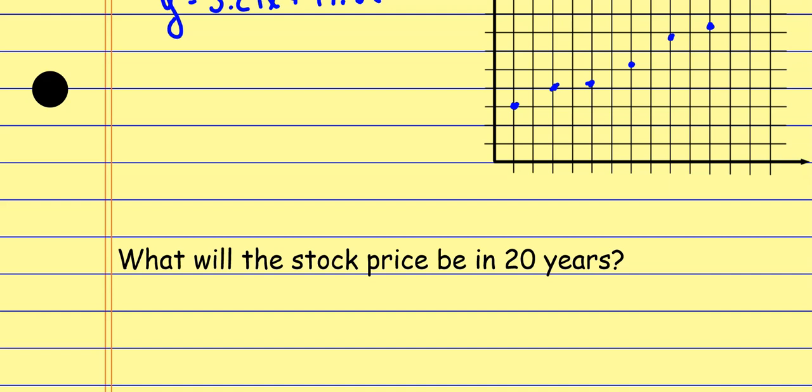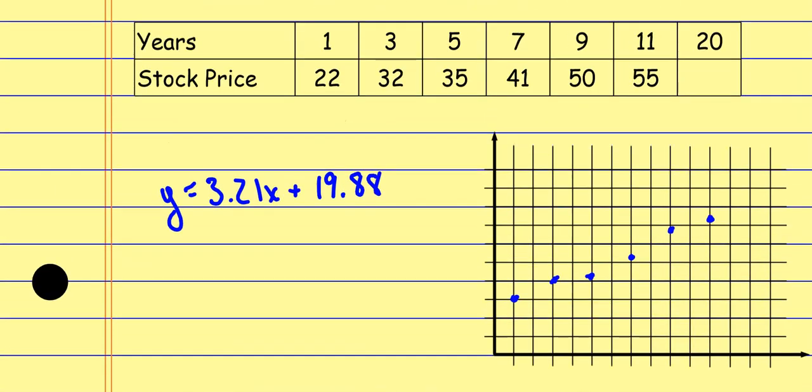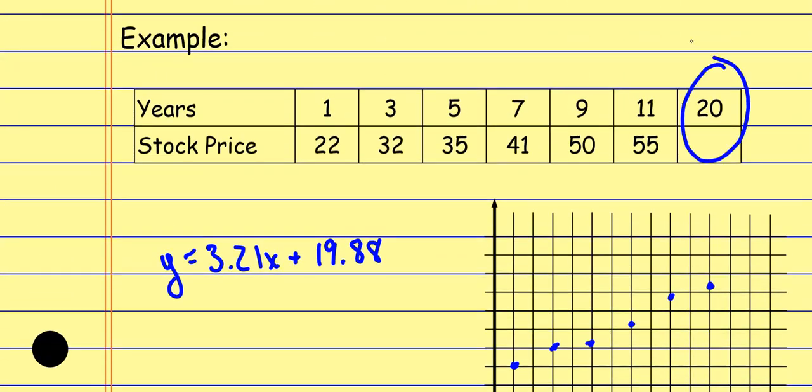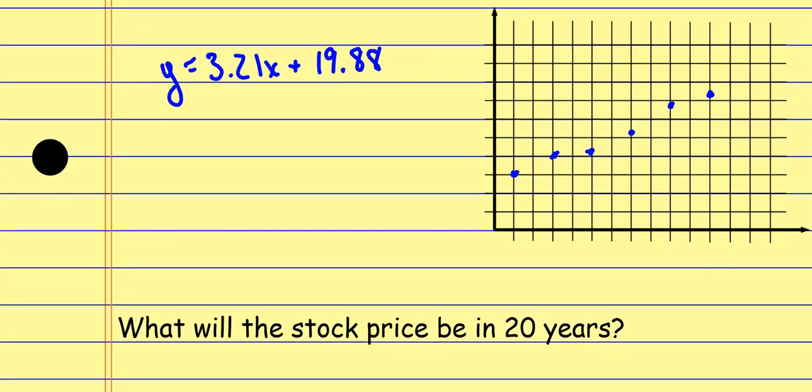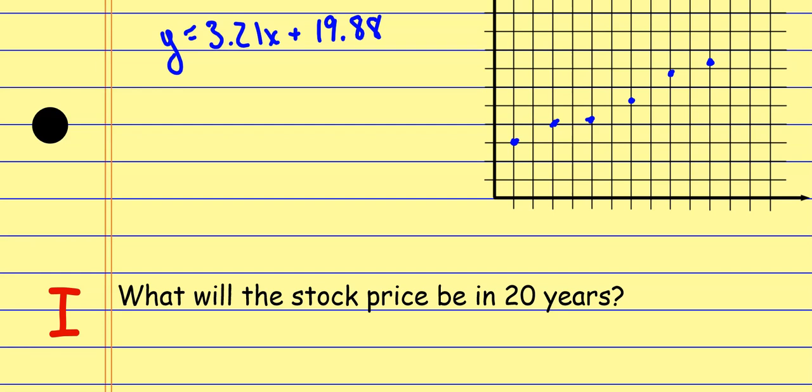But now the follow-up question, this was right here in the table. Okay, the follow-up question was, well, what's the price of this stock going to be after 20 years? So I come down here and say, hey, let's use my linear regression, and let's find out what the price of this stock is going to be after 20 years. So y equals 3.21 times, I plug the 20 in. And this is a job for my calculator.